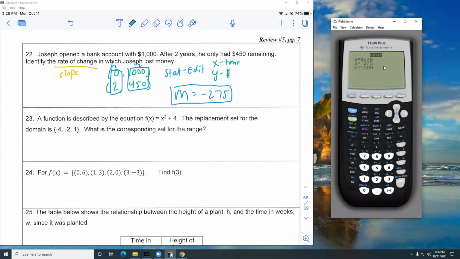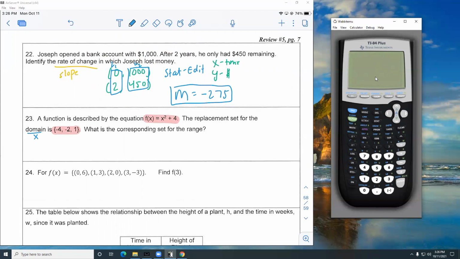All right. A function is described by the equation f of x equals x squared plus 4. The replacement set for the domain is -4, -2, 1. What is the corresponding set for the range? Now, do not let this confuse you. They are just using a bunch of random jargon to try to confuse you on the EOC, right? So here's what I'm going to do. They give me my function, and they give me my x values.